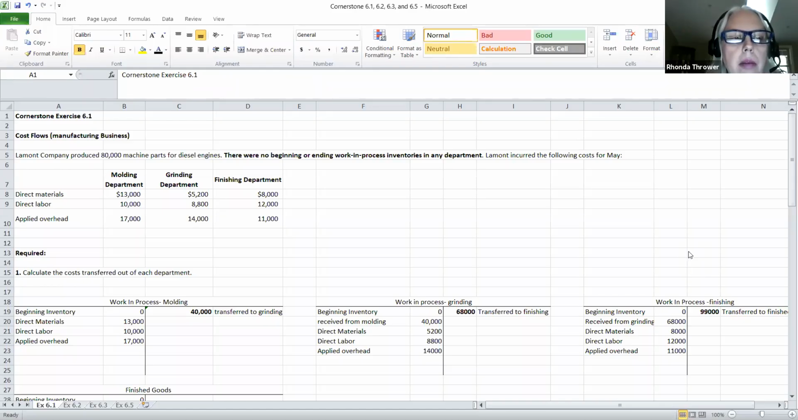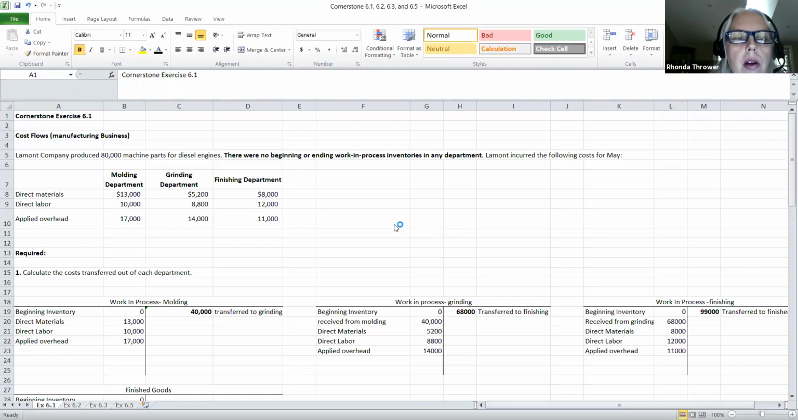All right, you should be able to see exercise 6.1, and we're going to be working again with process cost accounting, which means that we are either a manufacturing business or a service business that's producing units that are so much alike they're hard to distinguish one from another, or a service we're going to work on and finish within an accounting period.